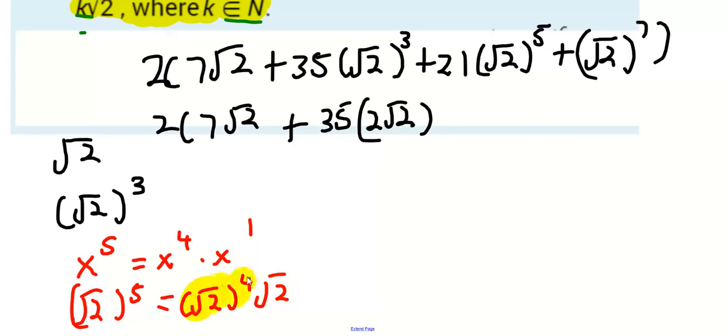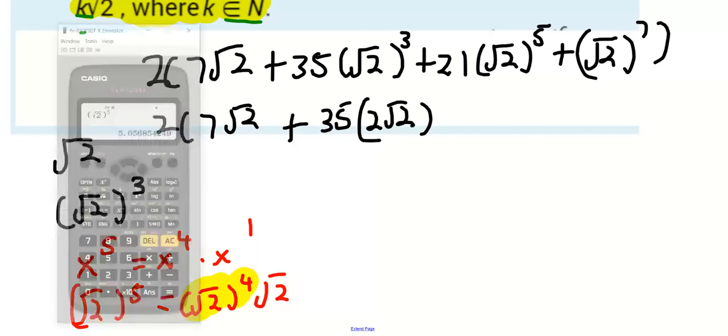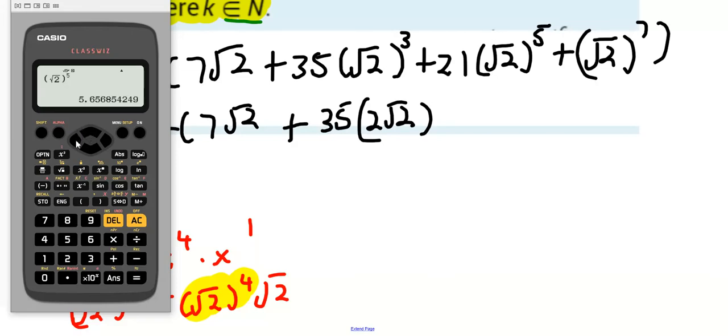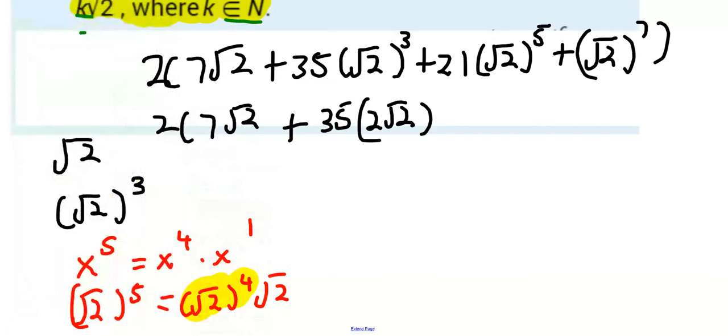Now, this is a very difficult question in Leaving Cert purely because the calculator doesn't do the job for you. I go back, put it to the power of 4. Oh, the answer is 4 for that. So this means that this answer here is 4 root 2. Okay?